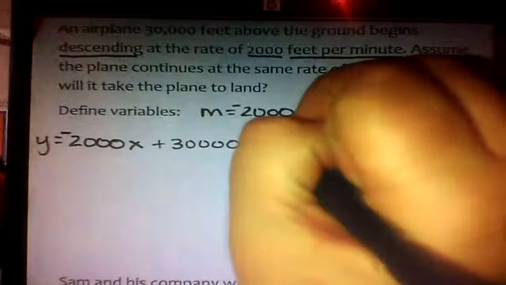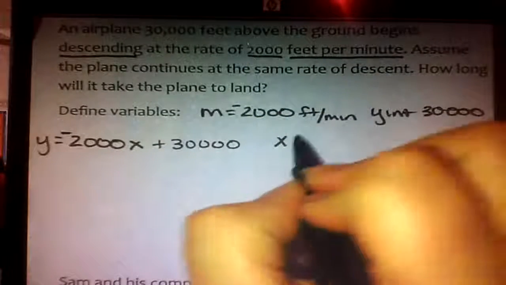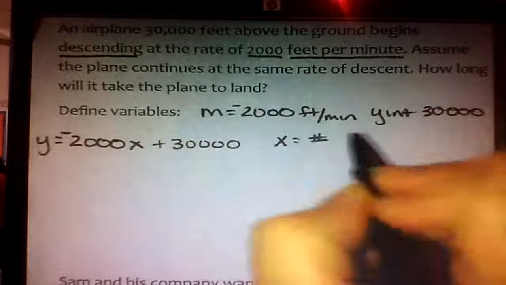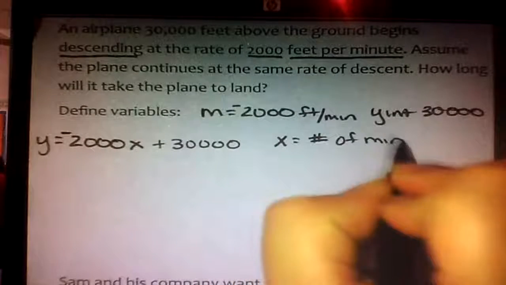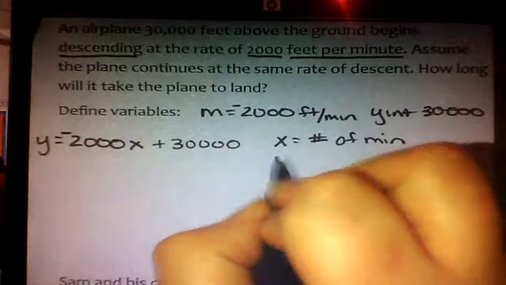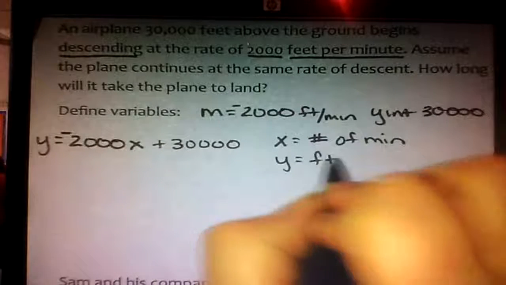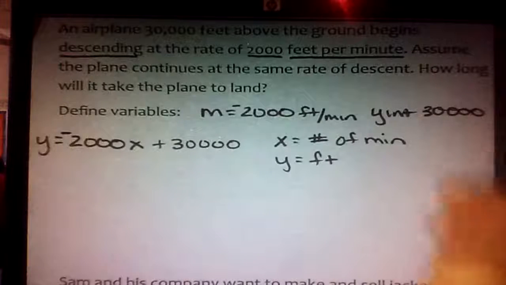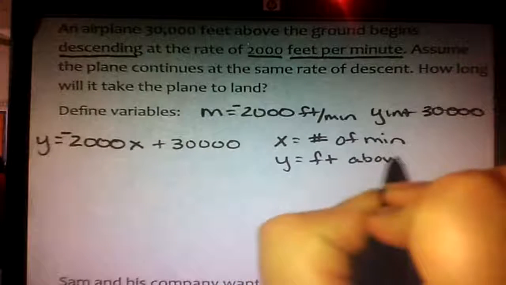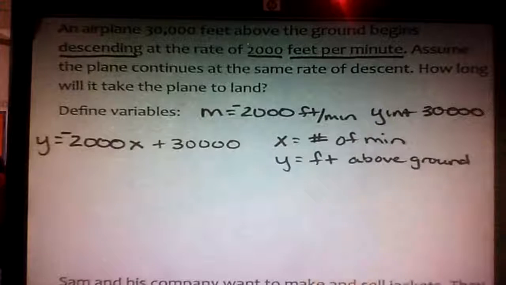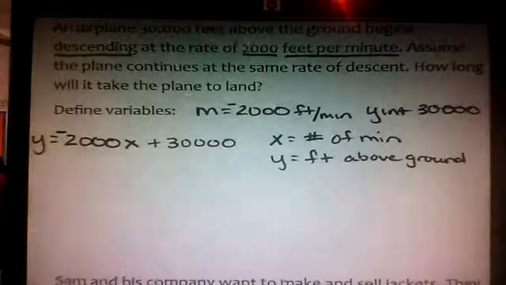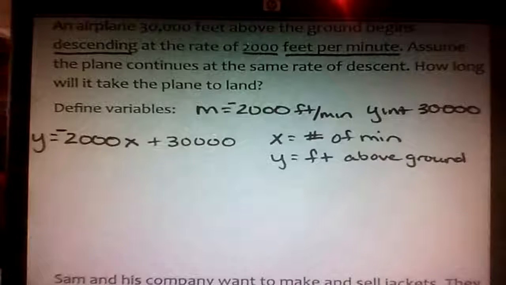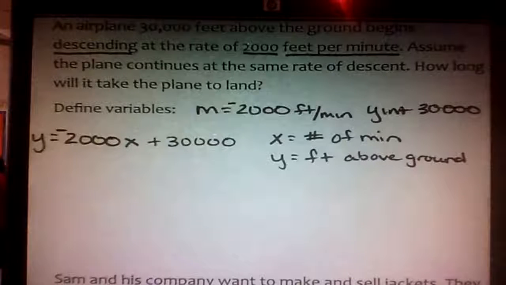Okay, so you said X equals the number of minutes and Y is the feet above ground. Why is the feet above ground? They want to know how long it is going to take the plane to land. So what value do I have that I can plug in?